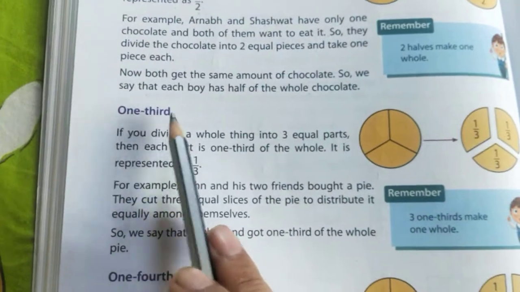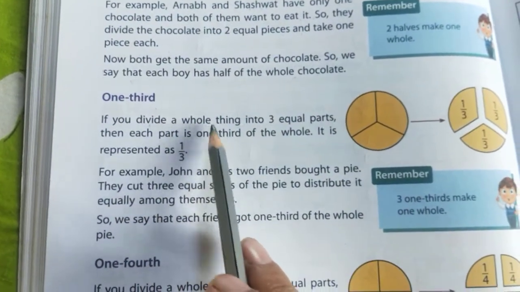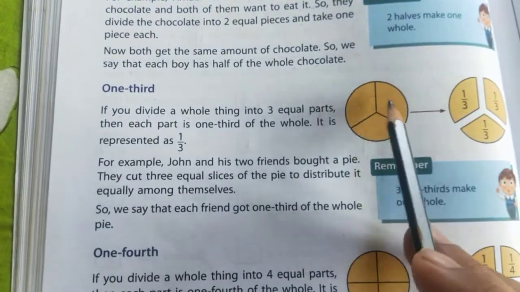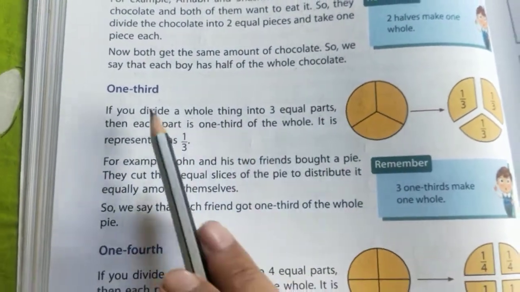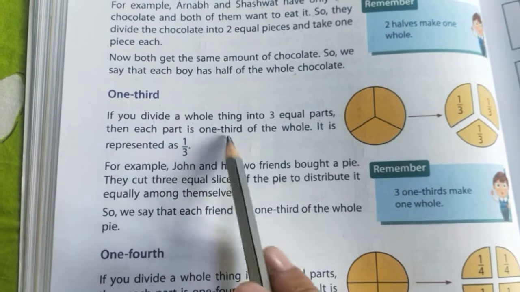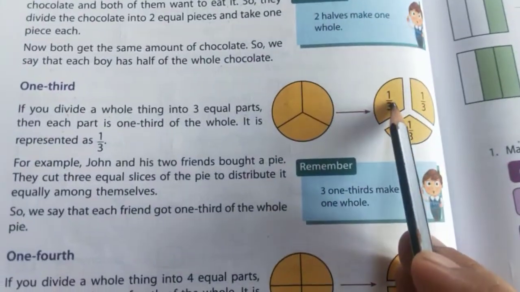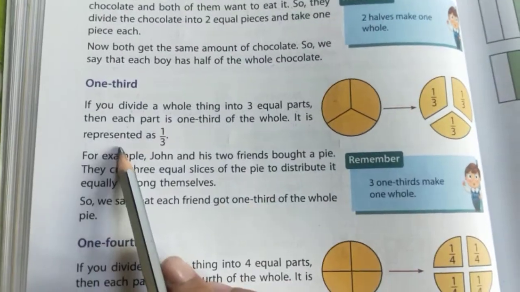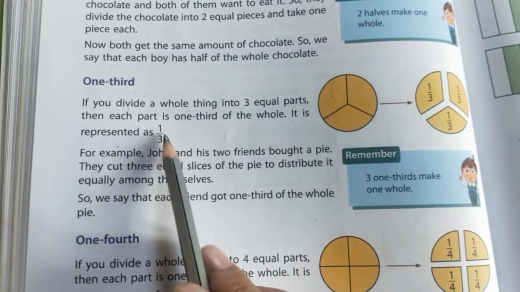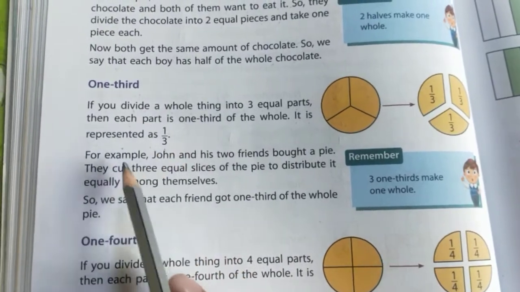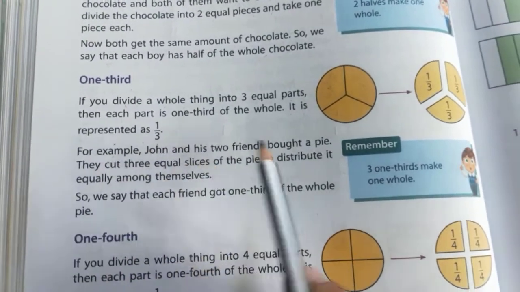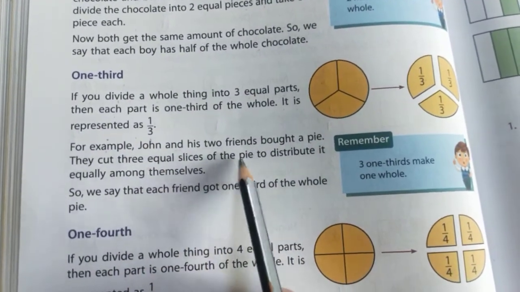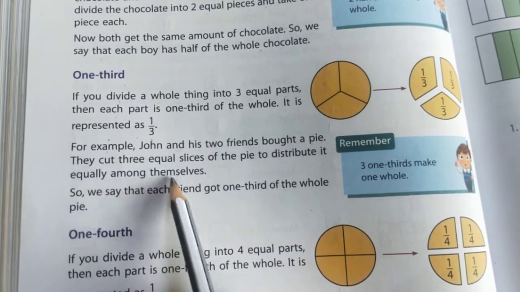Another one: one third. If you divide one whole thing into three equal parts, then each part is one third of the whole. It is represented as 1 upon 3, or one third. For example, John and his two friends bought a pie. They cut three equal slices of the pie to distribute it equally among themselves.